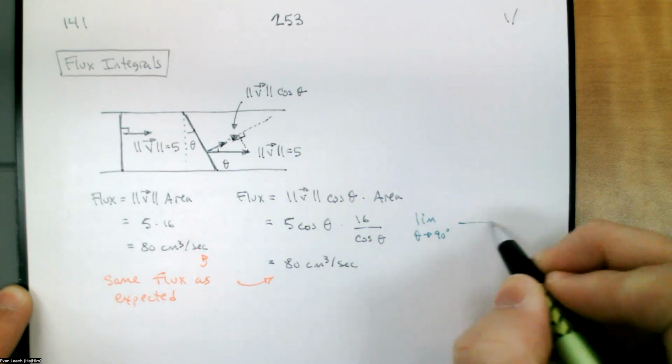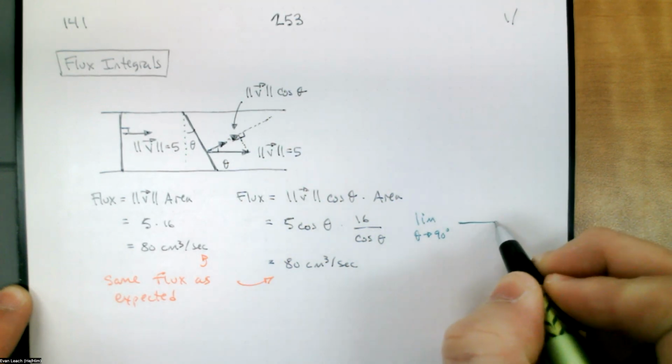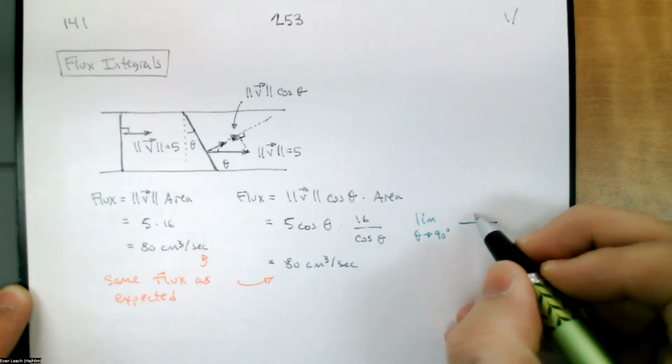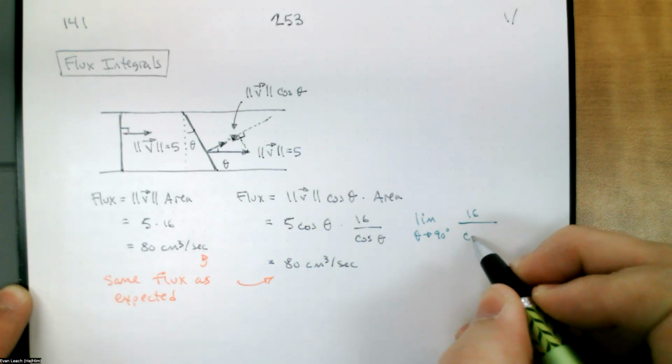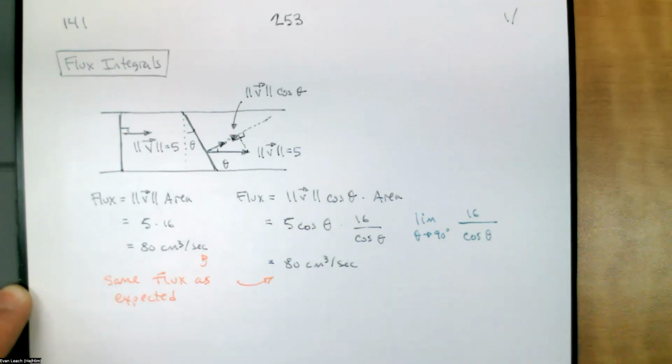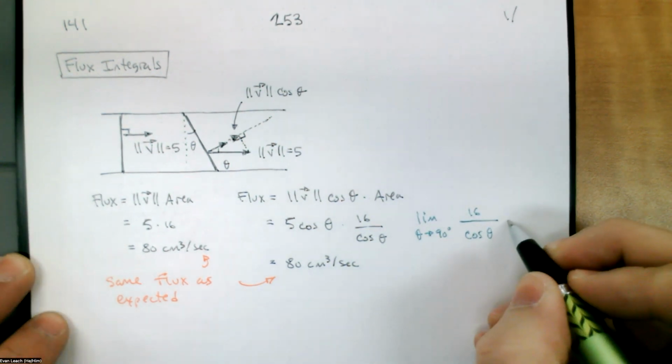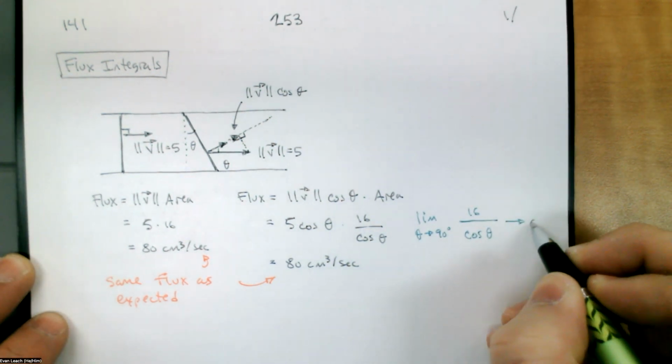degrees. I probably in Calc 3 should be talking about pi over 2, but I also have a trig class, so we're going to go with 90. The cosine of theta is headed towards 0. And so we're taking 16 and dividing it by an increasingly small number. And so this limit is going towards infinity.